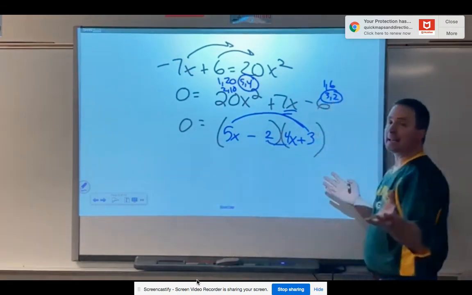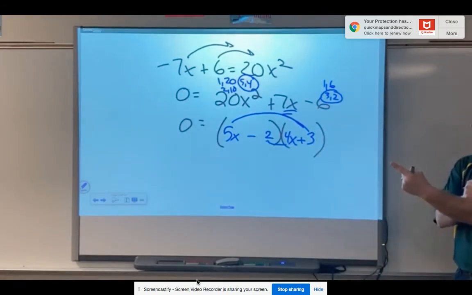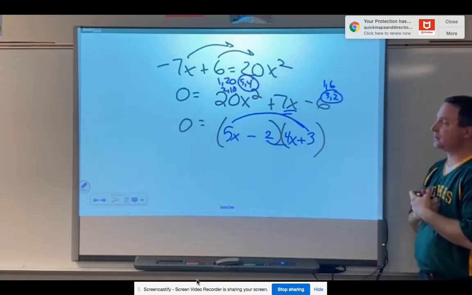So again, I've gotten lucky here today. I've gotten most of these on the first try. But if it doesn't work on the first try, flip them around. If you try 2 numbers both ways, and that doesn't work, then try the other set of factors, the other numbers. Okay.